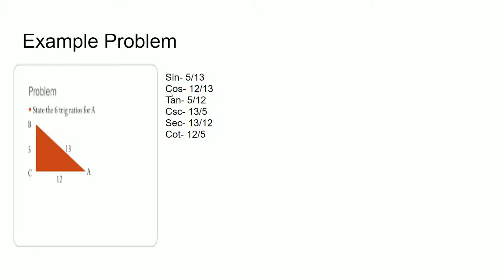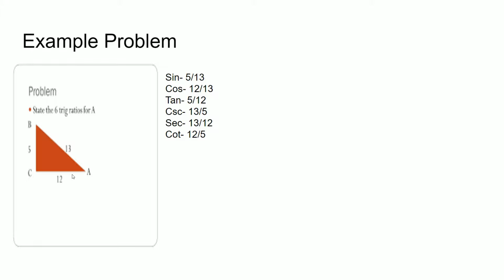Next we're asked to find cosine, which, recalling back, is adjacent over hypotenuse. And the adjacent value for A is 12, and the hypotenuse is 13. So that would be 12 over 13. Next we're asked to find the tangent, which is opposite over adjacent. So that would be 5, which is opposite of A, over 12, which is the adjacent aspect to that of A.